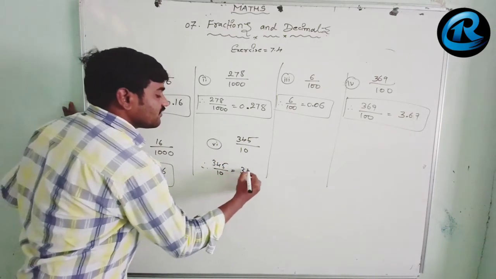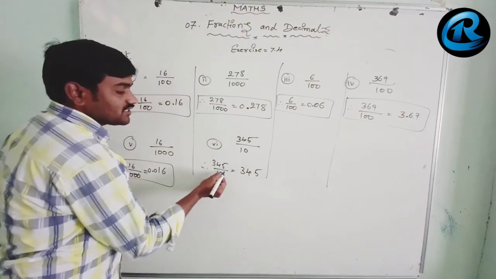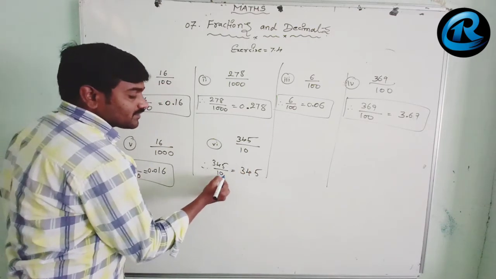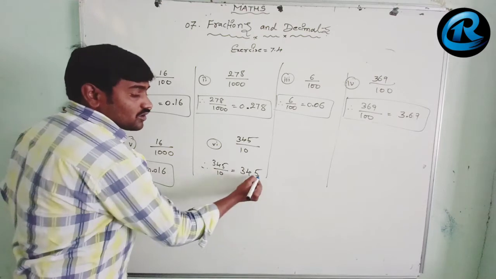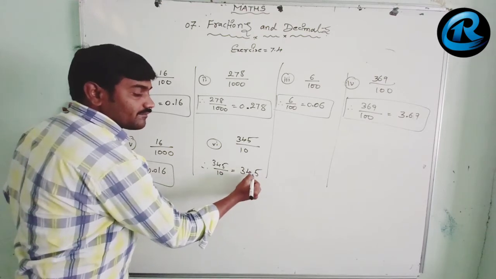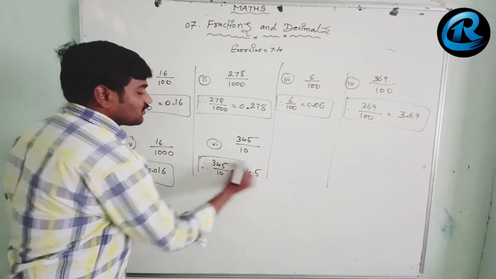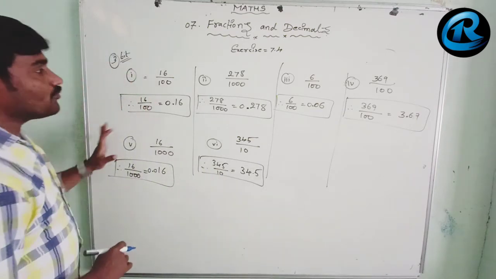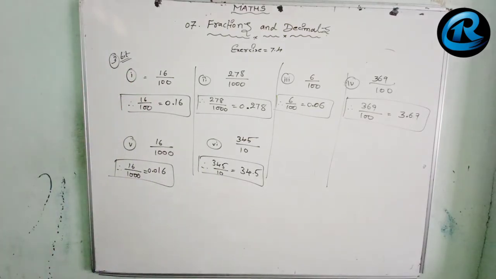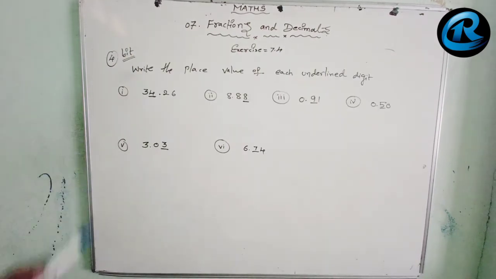You write the 345 and see where the decimal point will come. Only 1 zero. Count 1 digit from the right side and keep a point. That is 34.5. I hope you understood how to change fractions into decimals. Now we go for the fourth bit here.